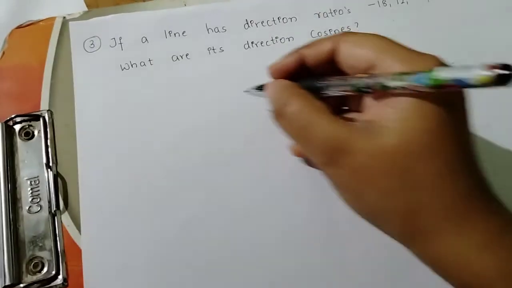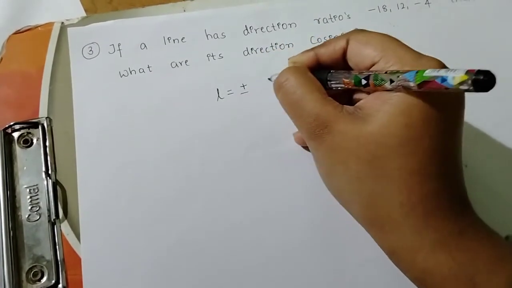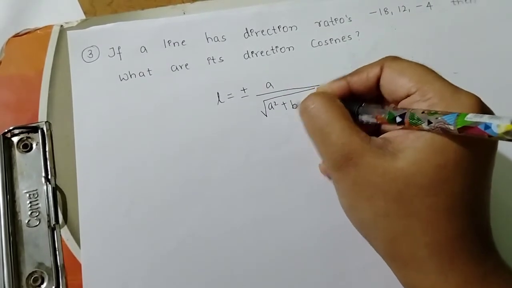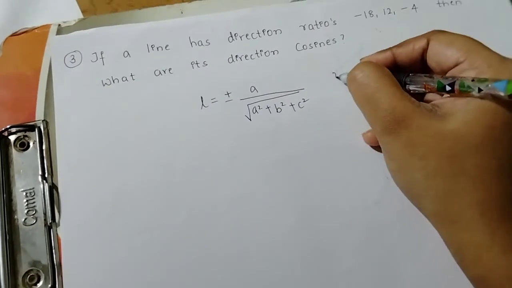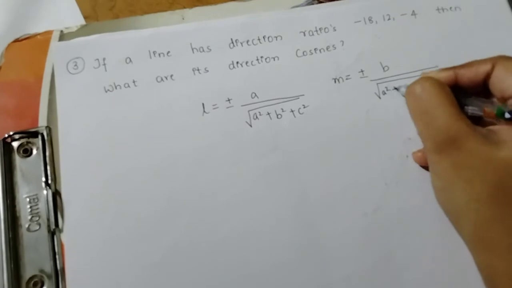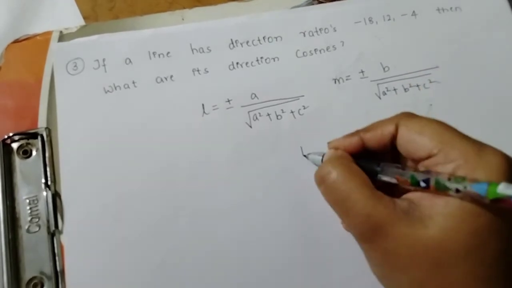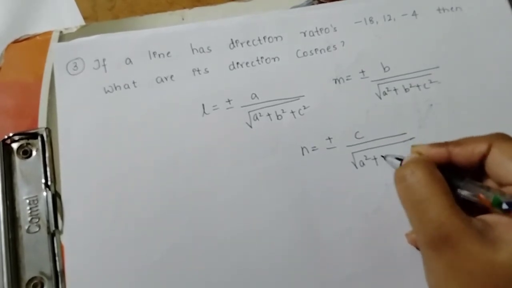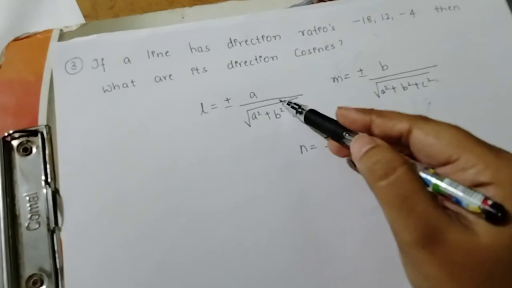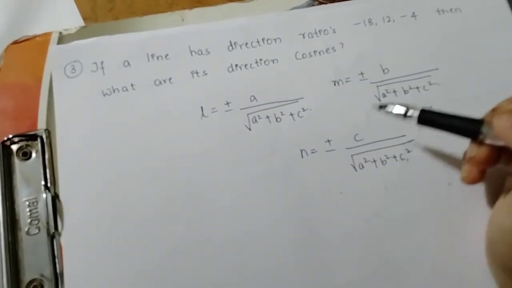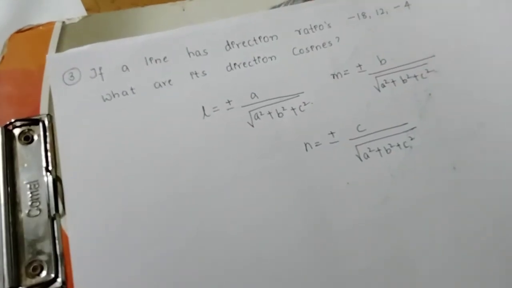If direction ratios are given, L is equal to what? Plus or minus A divided by root of A square plus B square plus C square. M is equal to plus or minus B divided by root of A square plus B square plus C square. N is equal to plus or minus C divided by root of A square plus B square plus C square. So the formula is there, and the A, B, C values are given. Substitute in this equation. Try to get the direction cosines. This is the same way. The third one I hope you are going to solve. The fourth one is also the same.